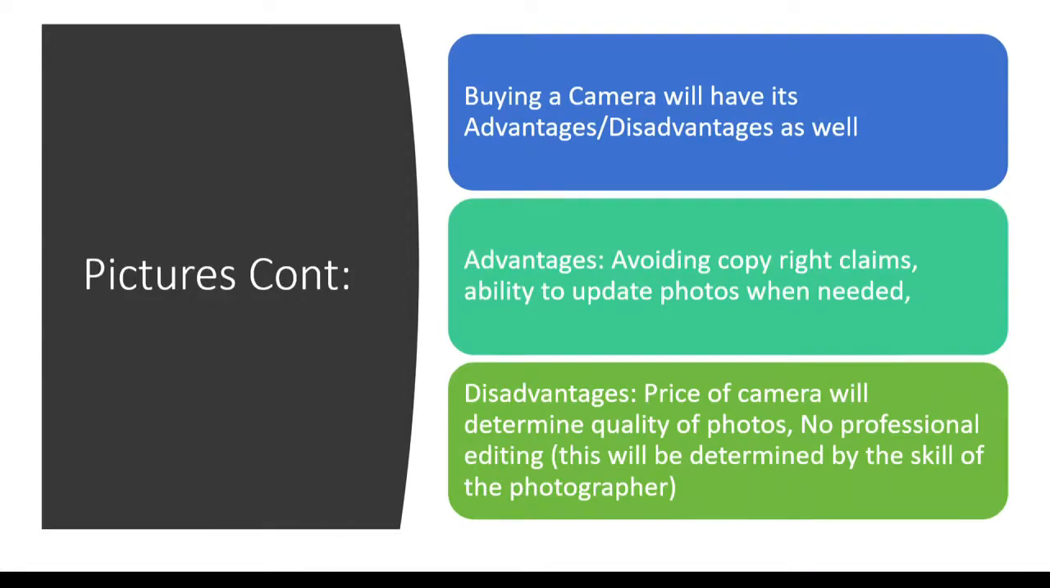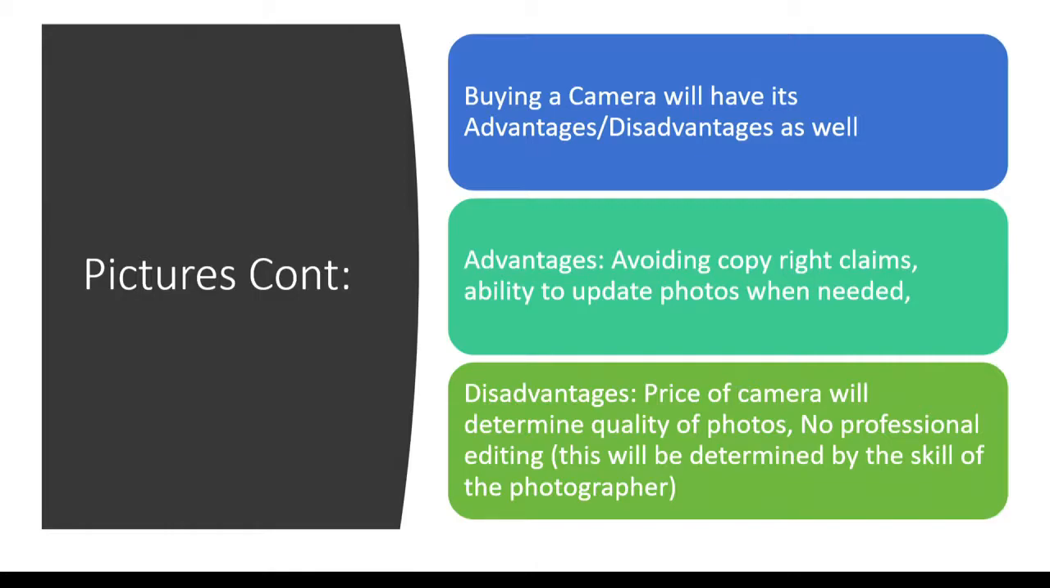All right. Pictures continued. This is going off of a camera now. Camera also has its advantages and disadvantages as well. Advantages: you're going to be avoiding copyright claims because you're taking the pictures yourself. Also, since this is a family business with an ever-changing hatchery, the ability to update photos when needed is important.